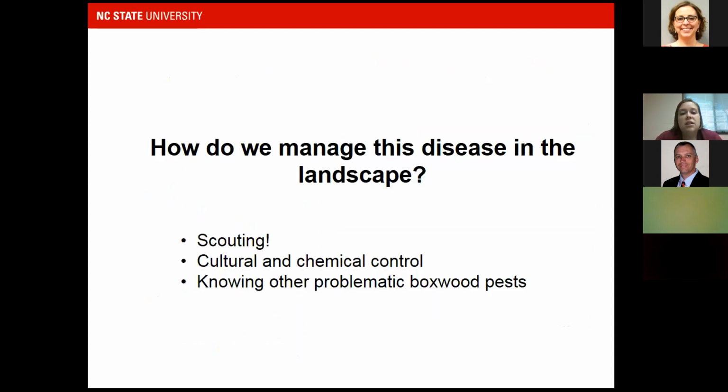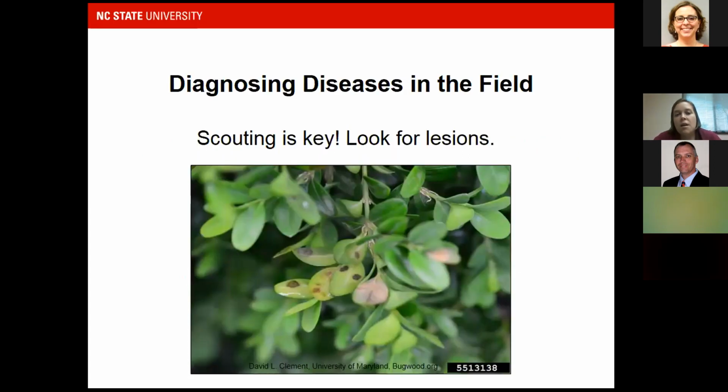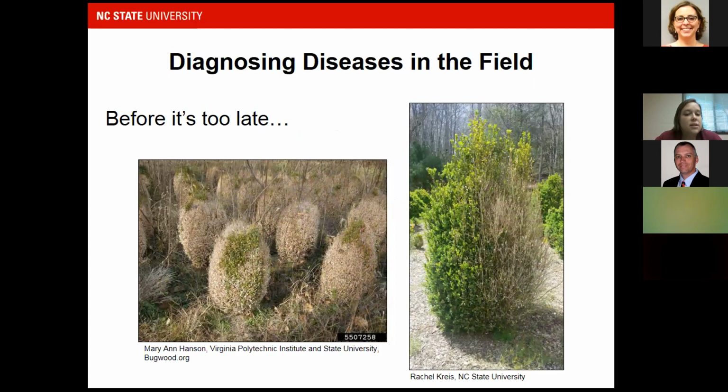So how do we manage this disease in the landscape? The key thing is scouting, and then I'll go over some cultural and chemical control, and also being aware of other problematic boxwood pests. That'll be helpful for when you're scouting, and then also controlling those diseases as well, so that way you can have healthy plants. Scouting is key, so looking for those lesions is very important before it's too late.